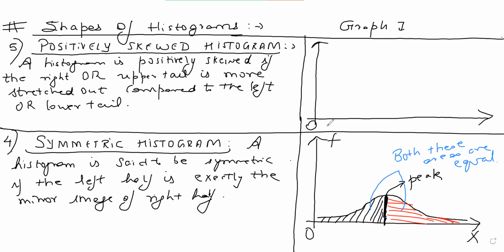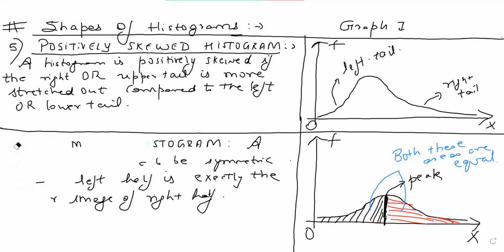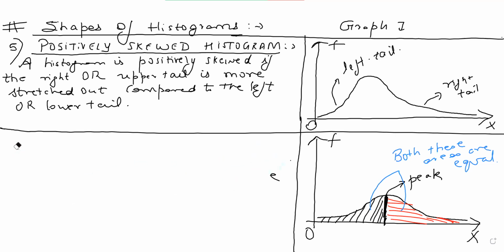Look at the graph. So I have the variable x, I have the frequencies, somewhat like this. Clearly students can see that this is the right tail. It's more stretched out. And this is the left tail. It's less stretched out relatively. So you should be able to see the left tail and the right tail properly. This is the positively skewed histogram, and the last kind of histogram based on the shape classification, the sixth type, is called the negatively skewed histogram.